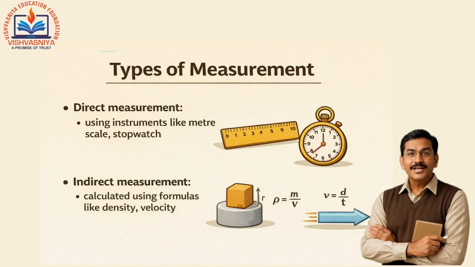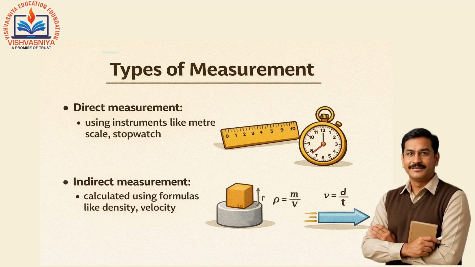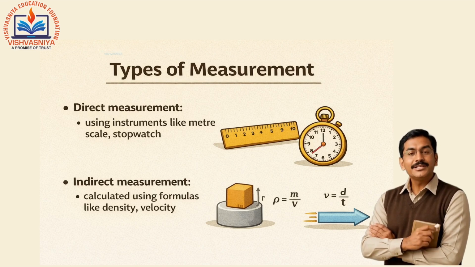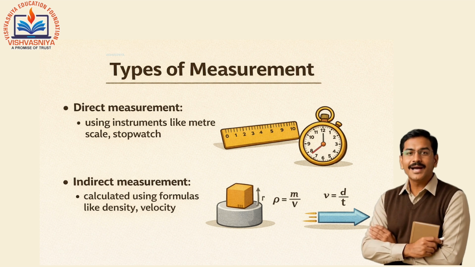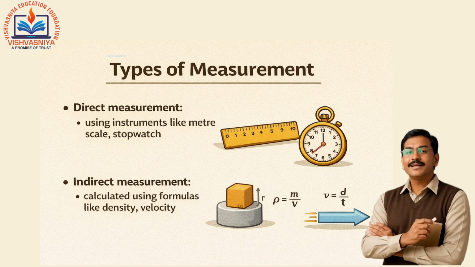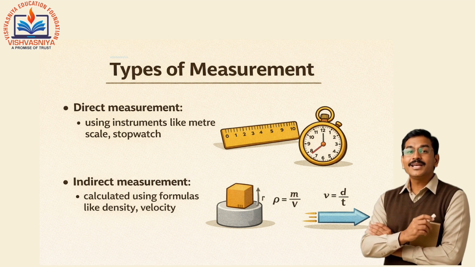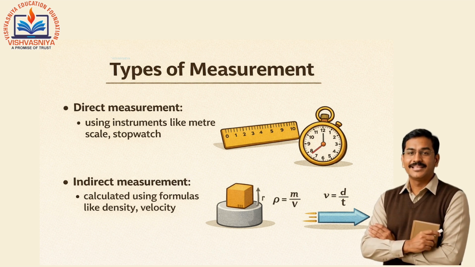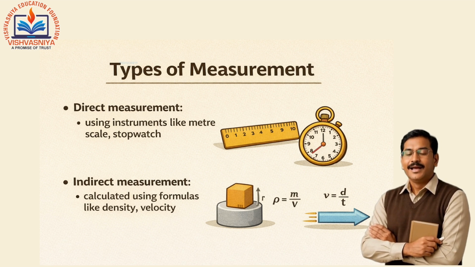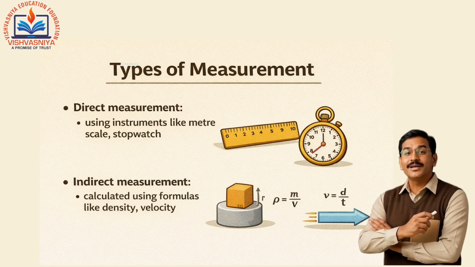There are two major types. Direct measurement, measured directly using instruments like meter scale, weighing balance, or stopwatch. Indirect measurement, calculated using formulas. Examples include density, velocity, volume, and area. These cannot be measured directly. Instead, they are derived from other measurable quantities.